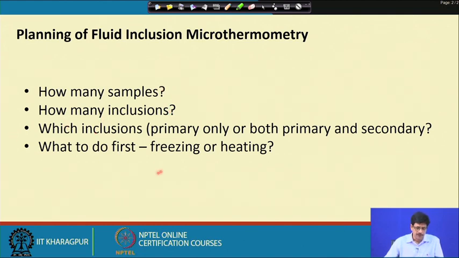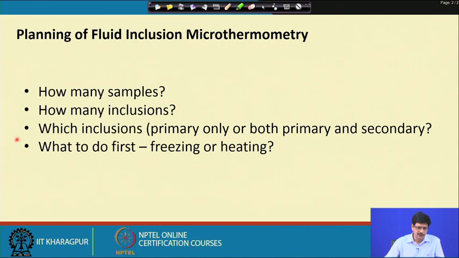Coming to the answer to the last question, which inclusions, primary only or both primary and secondary, it is absolutely dependent on the problem being addressed, what exactly the objective is. It may be to trace out the fluid activity in all the different stages in a particular geological environment, or if the objective is towards understanding the different stages of deformation, then certainly the different fluid inclusion planes containing different types of inclusions have to be studied. So, in that case there could be secondary inclusions.